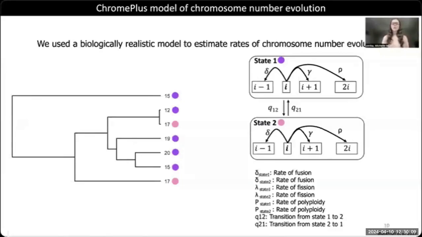And we can have 8 total parameters that are calculated in this more complex model. So again, we have those 3 mechanisms for changes in chromosome number: fission, fusion, and polyploidy. And each of these is estimated separately in each binary state. So we can have fission, fusion, and polyploidy in state 1, and fission, fusion, and polyploidy in state 2. And so this leads to 6 chromosomal rate parameters. And then we also have the final 2 parameters, which will describe the transition to and from each binary state. So the transition from state 1 to state 2, and the transition from state 2 to state 1.